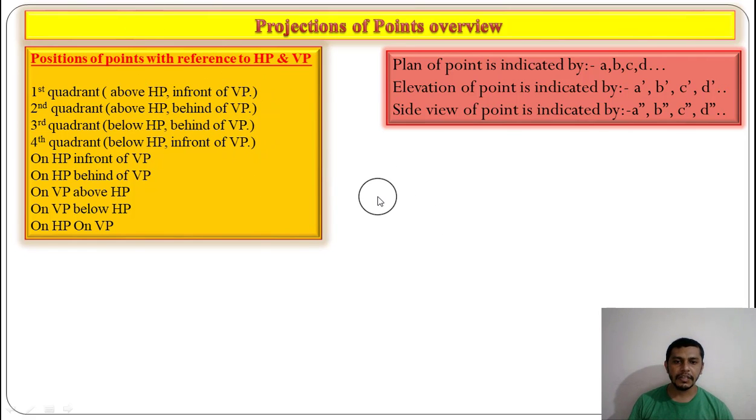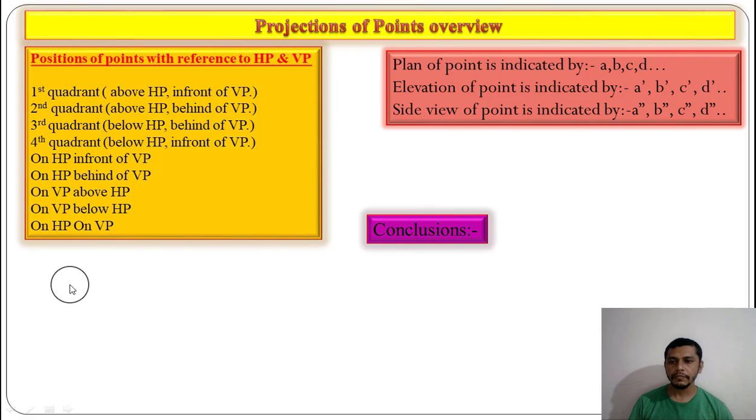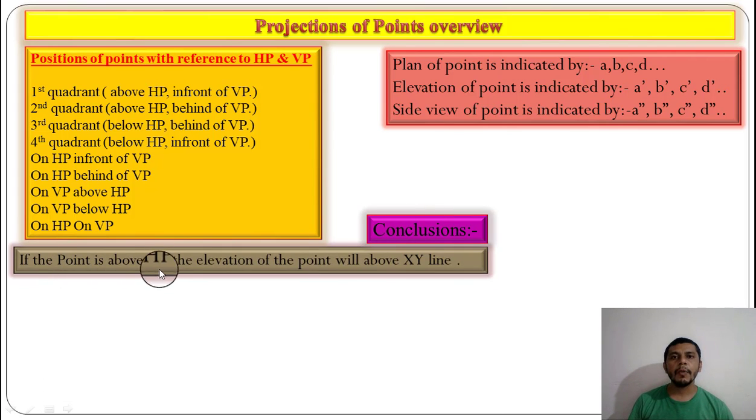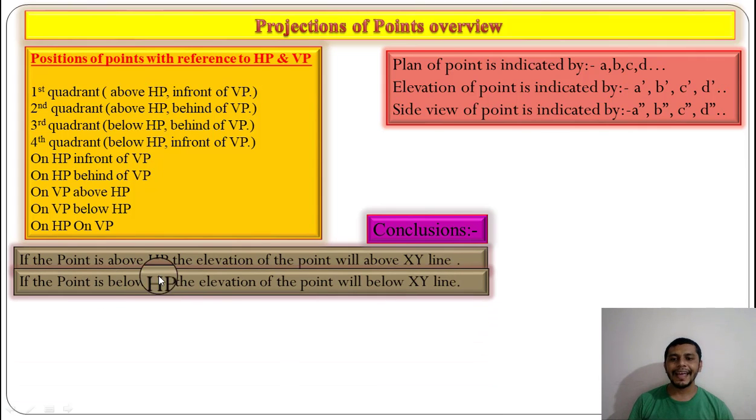So let us see the conclusion of projection of points. First, if the point is above HP, then the elevation of the point will be above the XY reference line. So if the point is 10 mm above HP, the elevation of the point will be 10 mm above the XY reference line. If the point is below HP, the elevation of the point will be below the XY reference line. So if the point is 15 mm below HP, the elevation of the point will be 15 mm below the XY reference line.